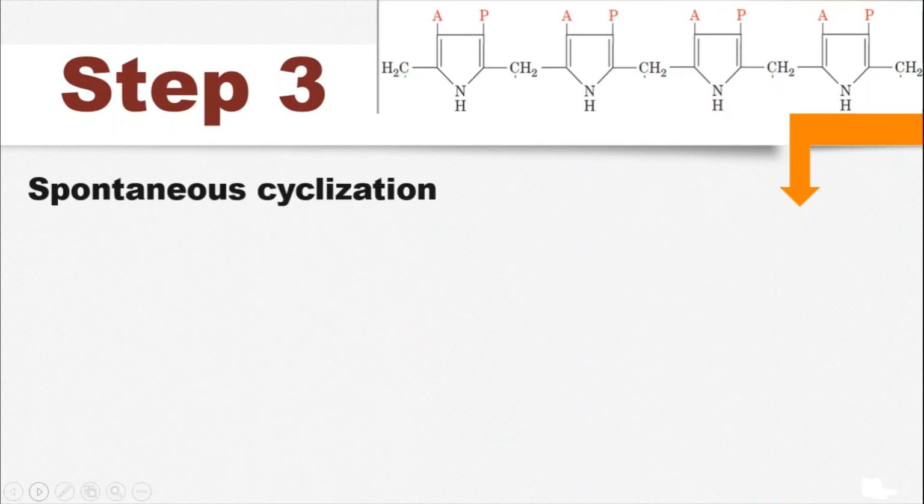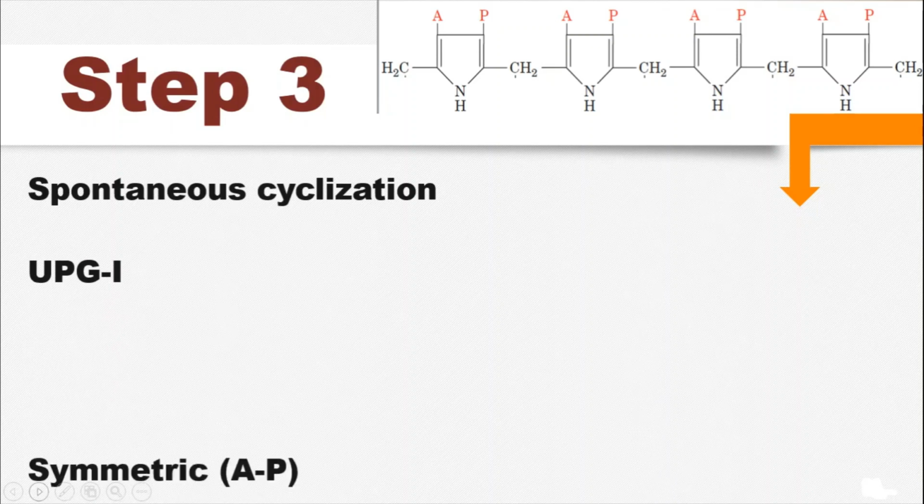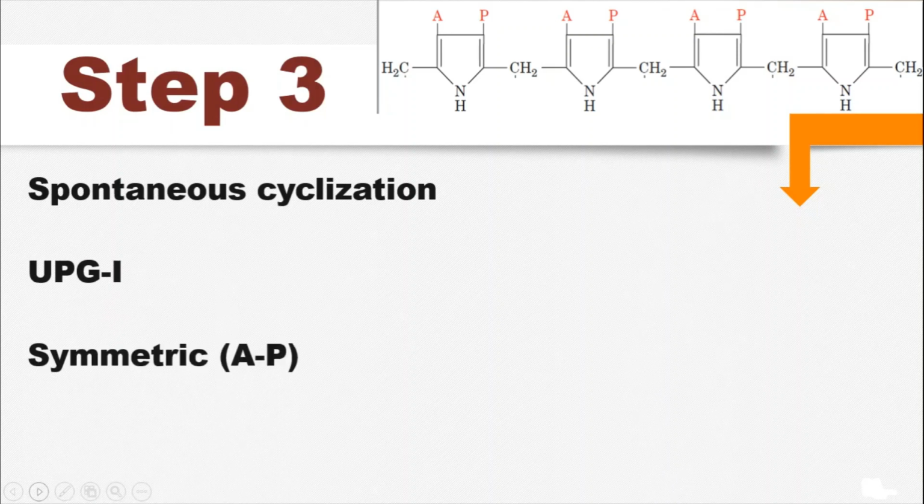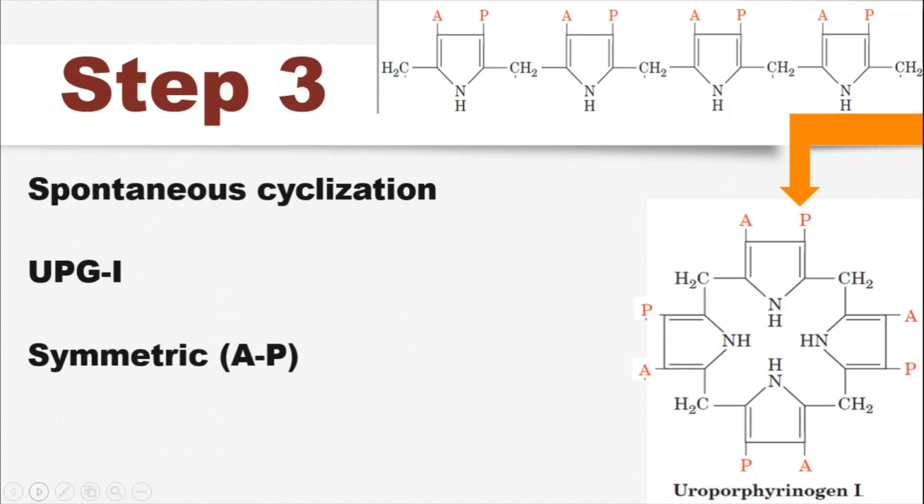Now it condenses, it cyclizes to form a new compound called UPG1. UPG1 means uroporphyrinogen 1. So a tetrapyrrolic cyclical compound is produced. This is called UPG1. Why have I written symmetric AP?